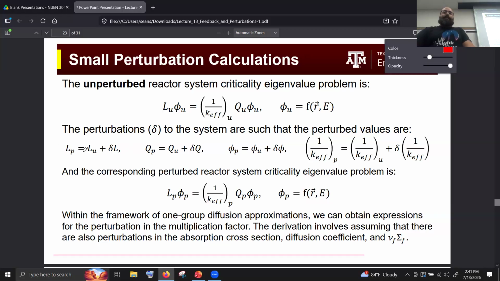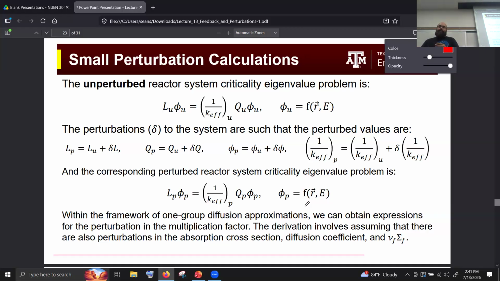So this would be the perturbation in our loss operator. This would be the perturbation in our gain operator. This would be the perturbation in our scalar flux. And this would be the perturbed K effective. These perturbed states are always the unperturbed state plus whatever perturbation was made to take me from that unperturbed state to the perturbed state. The resulting critical system in the perturbed case is basically the same as the unperturbed, but I've just got P's because it's the perturbed state.